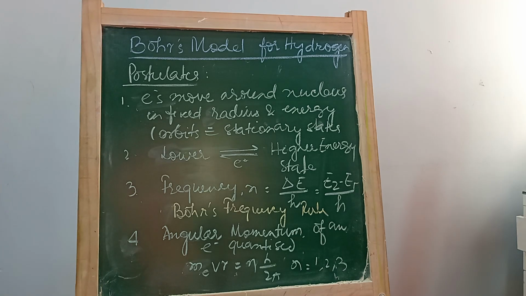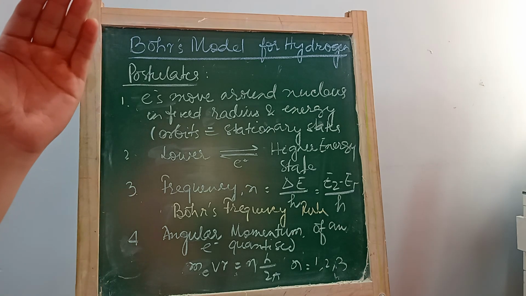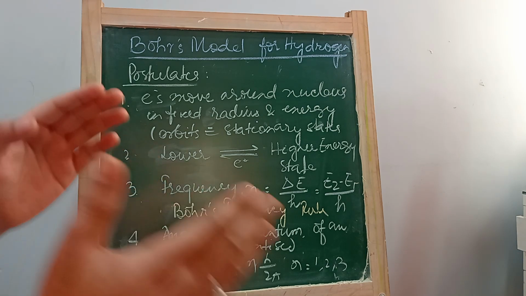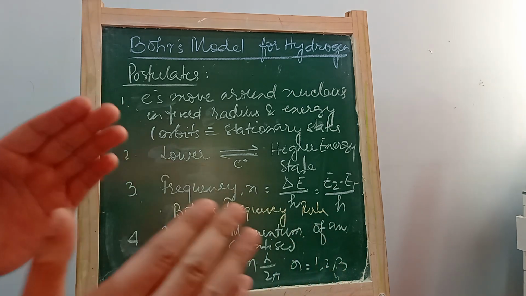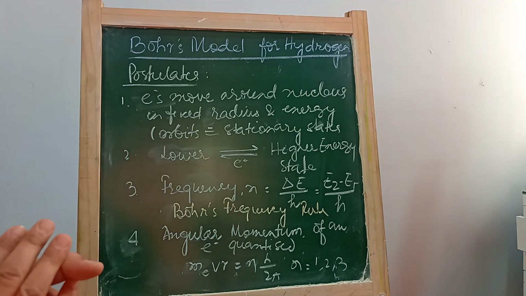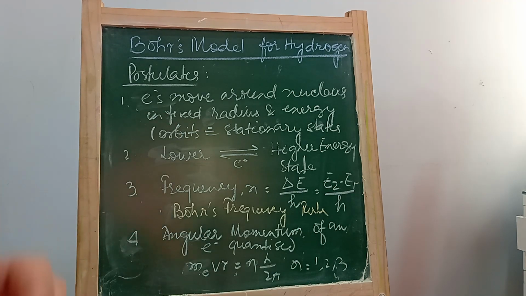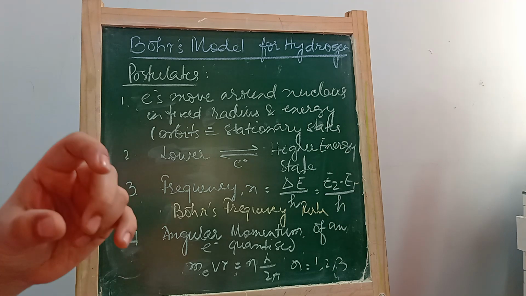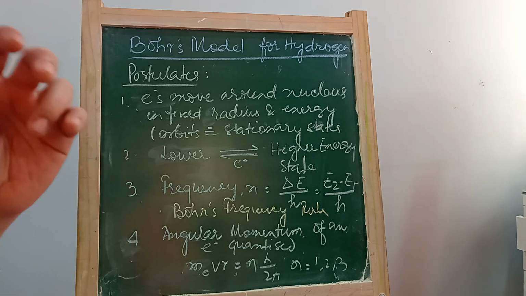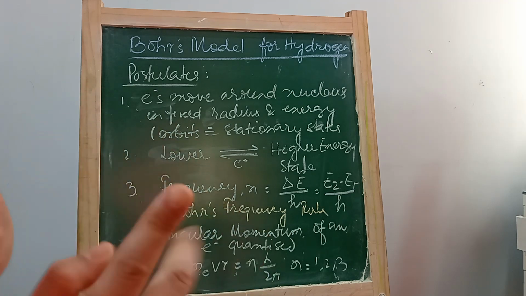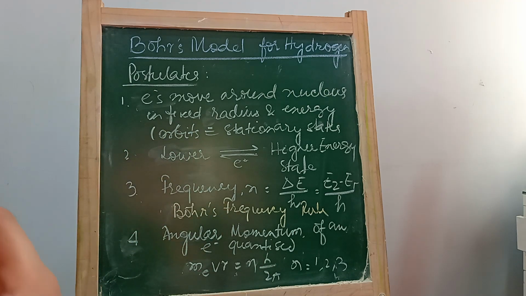So what we have learned is that the line spectrum is unique for an element. If you are observing the line spectrum of a particular element, it will be different from the line spectrum of another element. So what scientists have assumed is that the line spectrum is related to the arrangement of electrons around the nucleus.